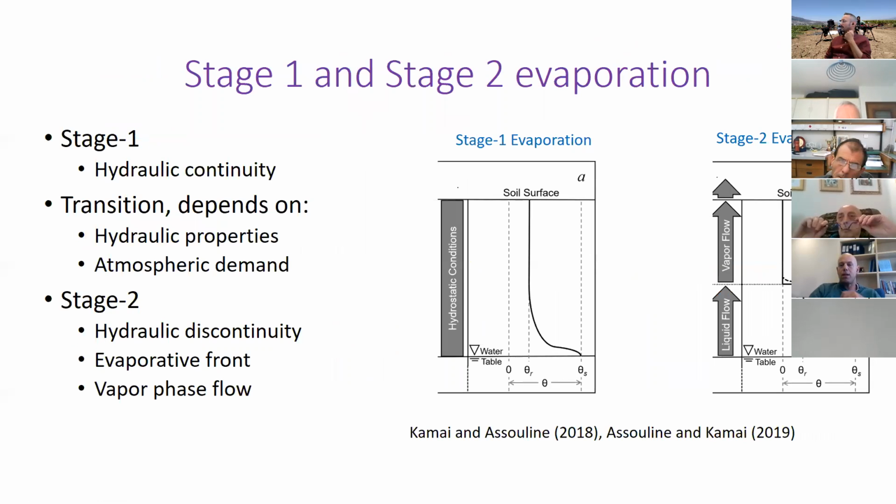Then we can construct the entire evaporation process. Basically, the first stage is stage one. We can solve it by assuming hydraulic continuity and finding the location when this is disrupted. And then we can go to a second stage where we have both a vapor phase region above the evaporating front and a liquid phase region below it.